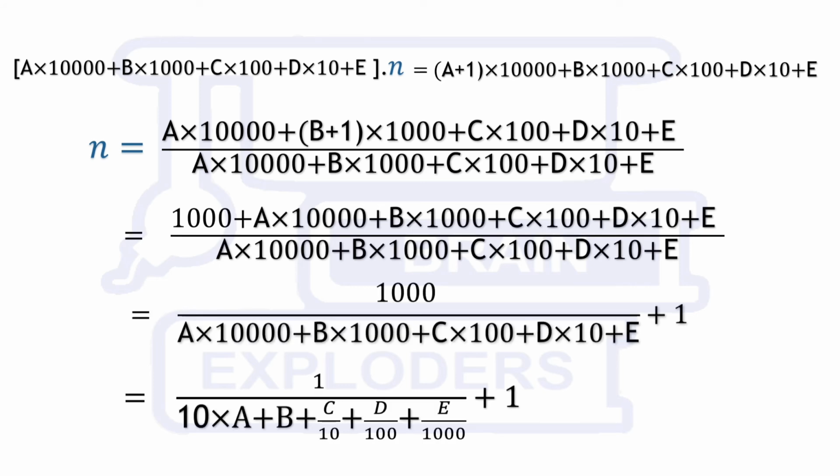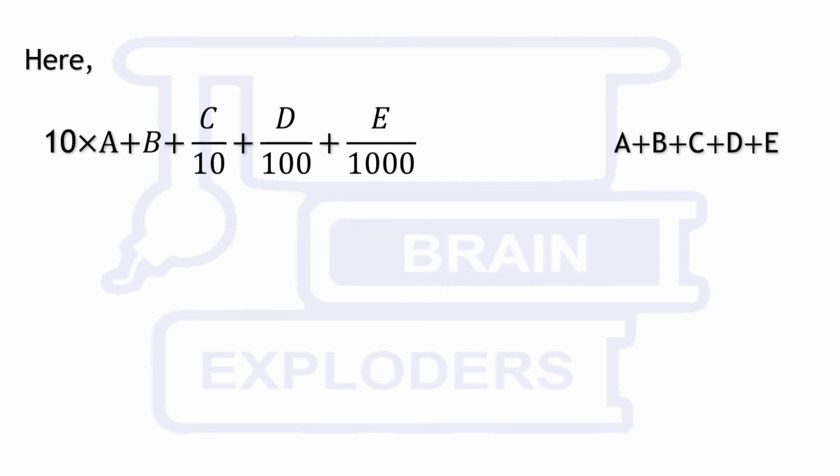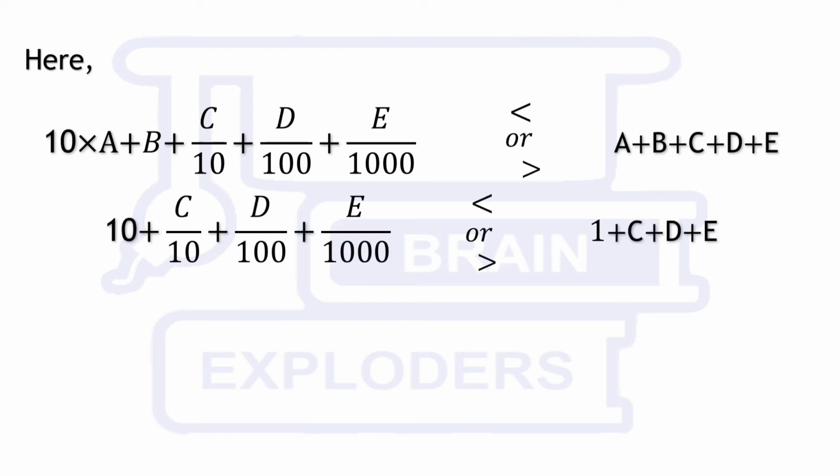Again we will check which of these is greater. This time n is equal to 1 over (10 times A plus B plus C by 10 plus D by 100 plus E by 1000) plus 1, and m is equal to 1 over (A plus B plus C plus D plus E) plus 1. Here we have to check which of these is greater, or if we can reduce it a little, we can put A equal to 1 because we have already calculated that A is 1 here, and B is cancelled from both sides. So we have to check whether 10 plus C by 10 plus D by 100 plus E by 1000 is greater or less than 1 plus C plus D plus E.